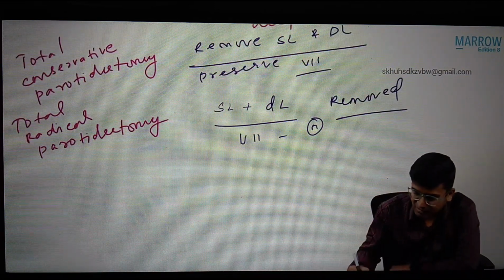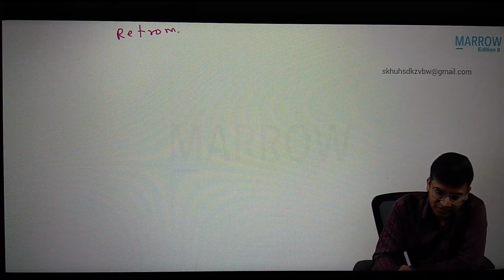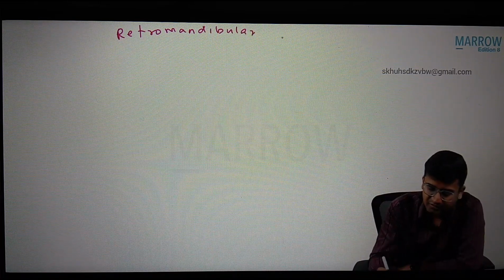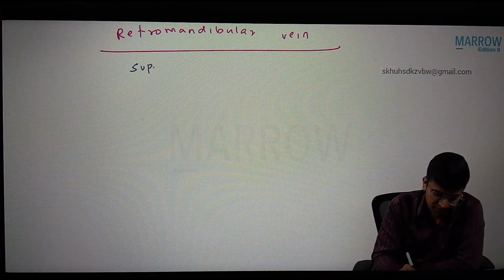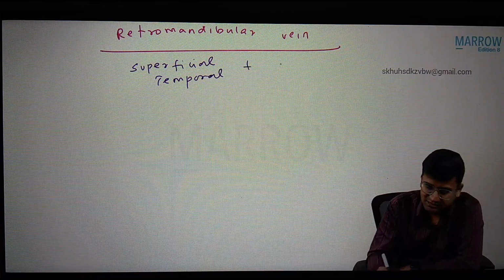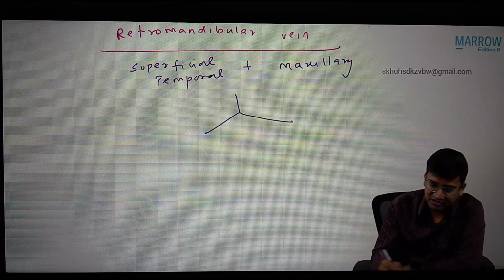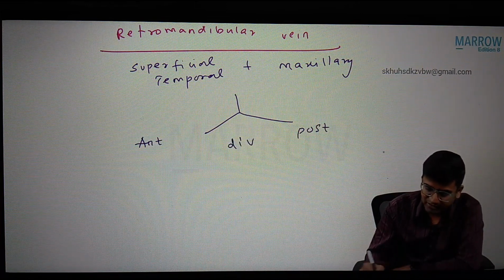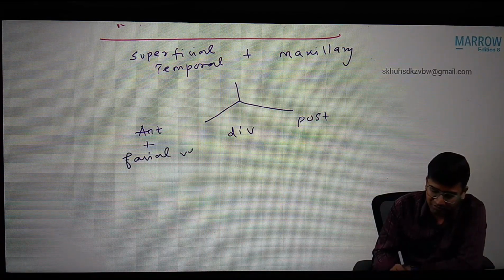Now the next structure is the retromandibular vein. Already we discussed the retromandibular vein in the scalp topic itself, and in the venous drainage of the face. One small recall: it is formed by the union of the superficial temporal vein and maxillary vein. They unite together to form the retromandibular vein. After its formation, it is divided into anterior division and posterior division. I hope you know that. The anterior division of the retromandibular vein joins with the facial vein to form the common facial vein.